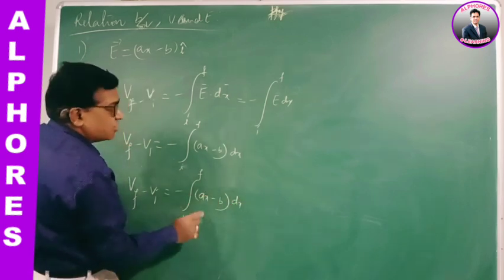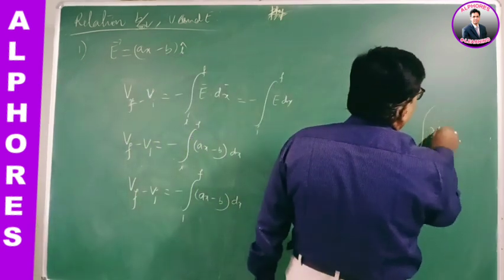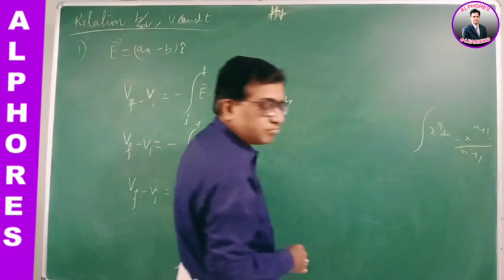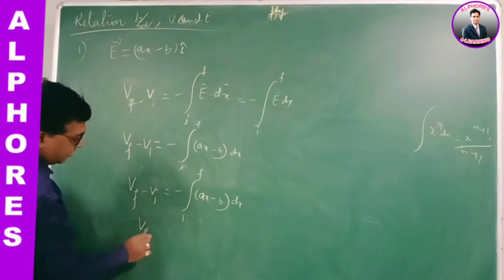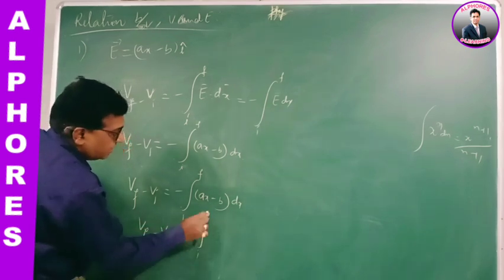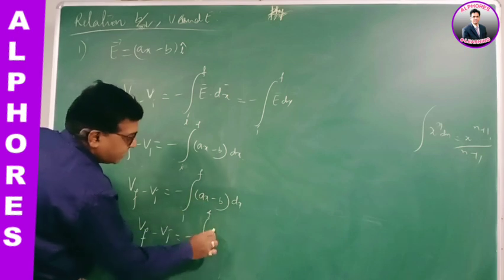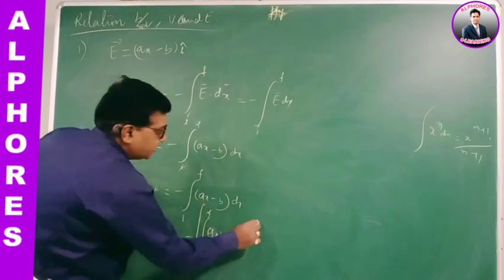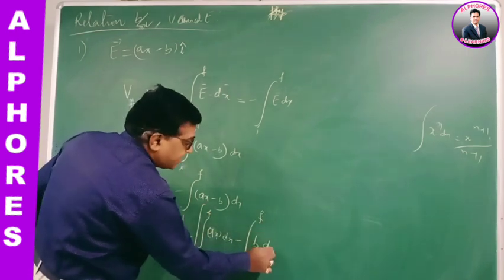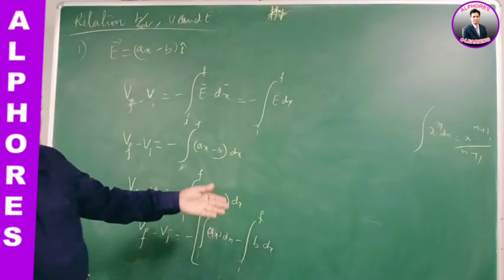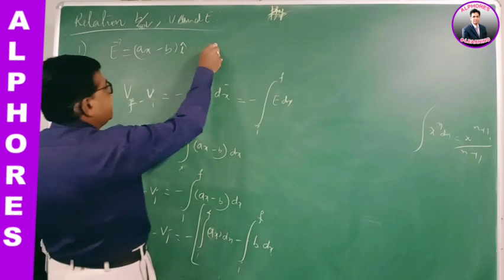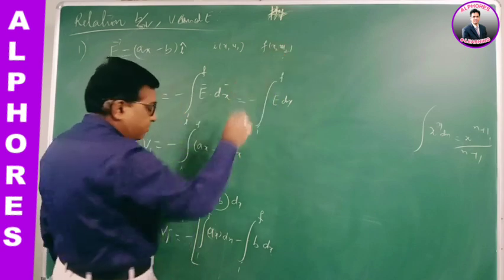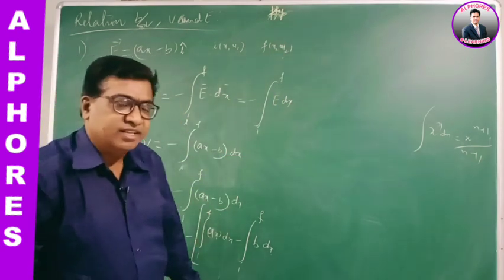Integrating each term, we know the integral of x power n dx is x power n plus 1 by n plus 1. So taking the integration, V final minus V initial is the integral from initial to final of Ax dx minus the integral from initial to final of B dx. Perform the integration and substitute the terms. Let the initial point be x1, y1 and the final point be x2, y2. Then perform the integration and substitute, and you can find the potential difference.